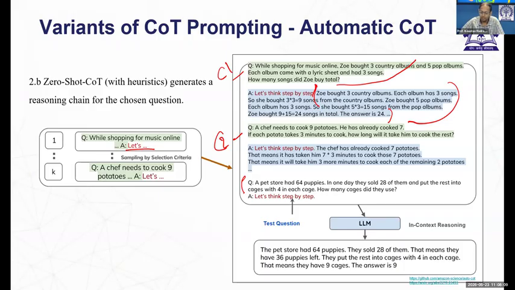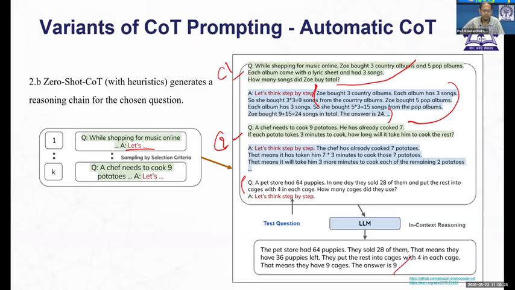So this is the test question. You are passing it to the LLM and you are getting the response that the pet store had 64 puppies. They sold 28 of them. That means that they have 36 puppies left, and out of 4 means 36 by 4, you need 9 cages. So the answer is 9.